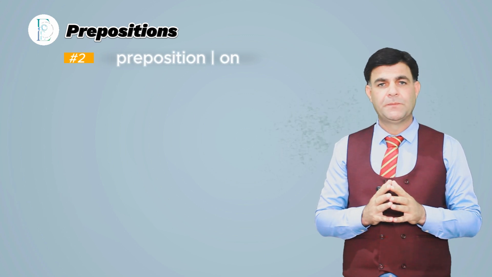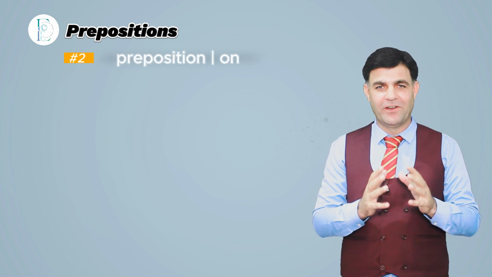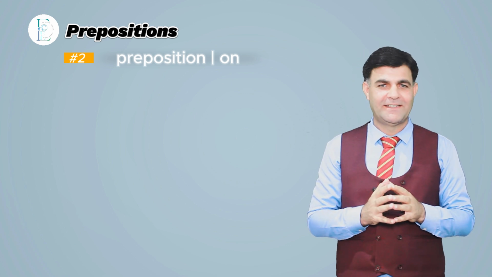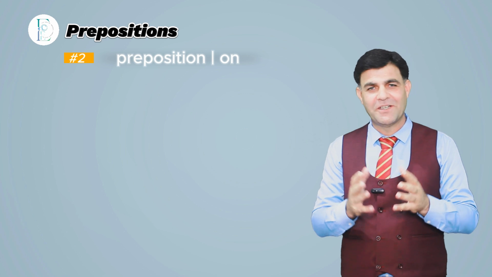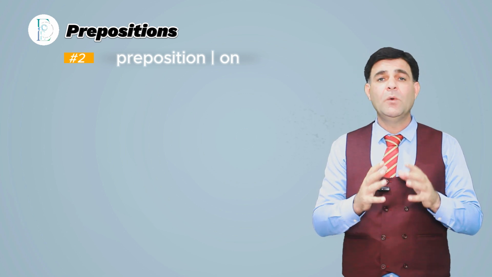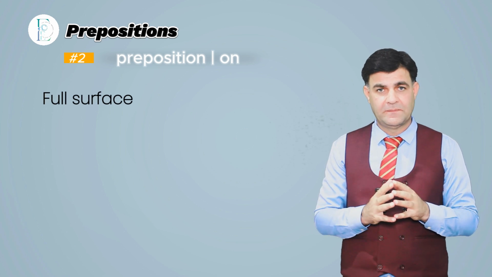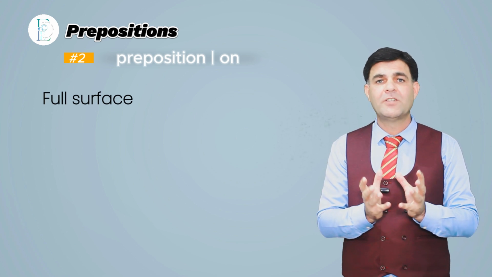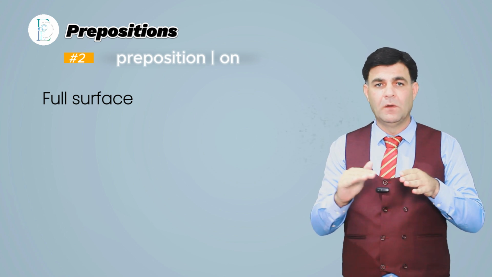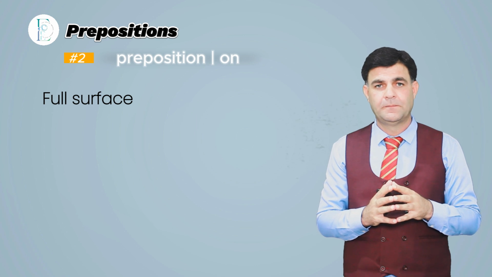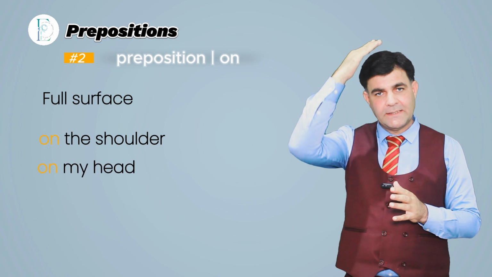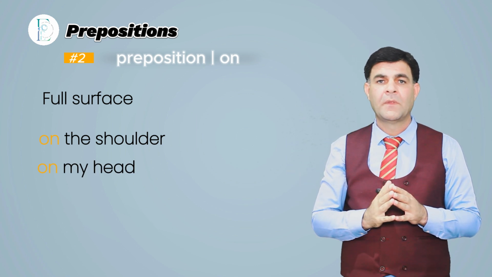Now let's move to the second preposition, on. The uses of on in English sentences and the English language. Step 1. We use on for a full surface, not an empty area as we talked before about in. No. The surface must be full. For example, on the shoulder, on my head, on the carpet.